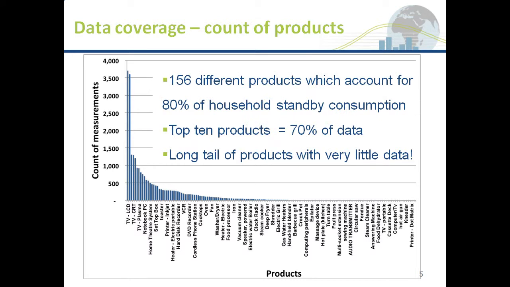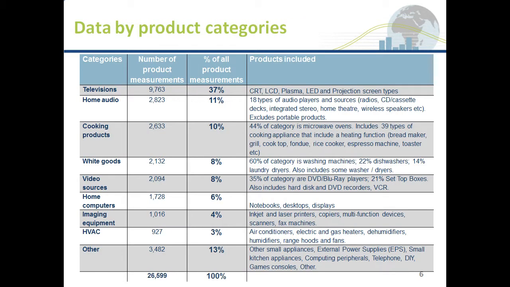So in terms of the coverage of the products, these 156 different products account for around 80% of all household standby consumption within these countries that were studied. And the top 10 products account for around 70% of the total data set. So as you can see, there's a very long tail of products with little data, and it's difficult to do very much with that long tail of data. However, we do want to focus on the products that are more important and more interesting.